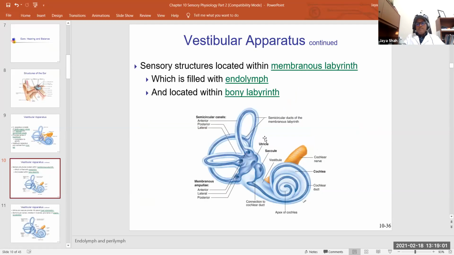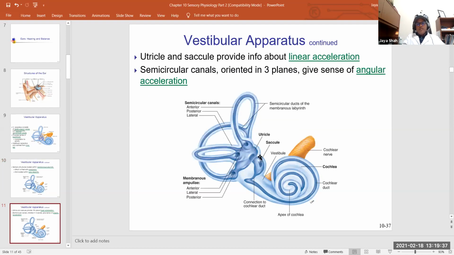Now I have here the sensory structure located within the membranous labyrinth. So you see, this is the membranous labyrinth, and inside the membranous labyrinth, we have sensory structures, which are the receptors. So this is filled with endolymph, and they are located within the bony labyrinth, which I explained earlier. So you have receptors here in the saccule, utricle, and in the ampulla. And we are not talking about the cochlea yet.